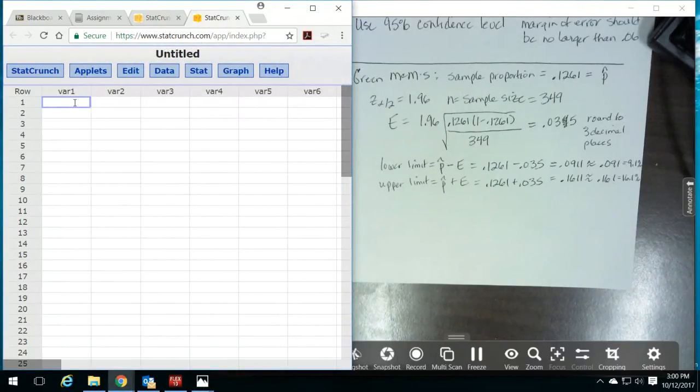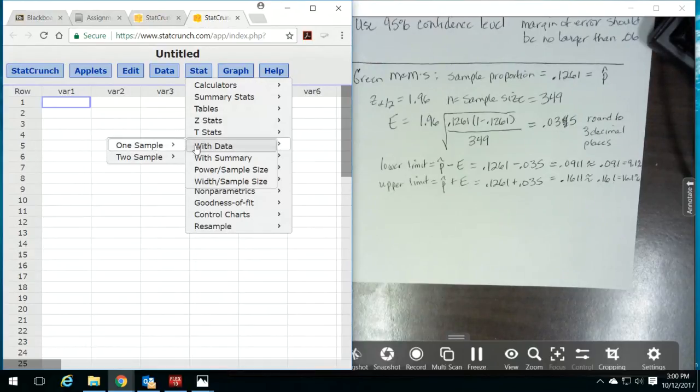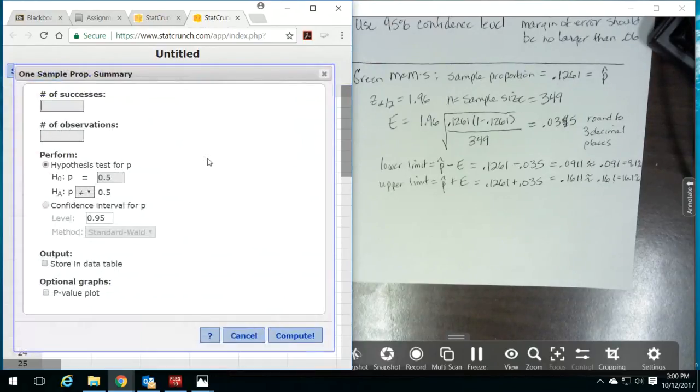Okay, now let's look at how we would do this with Statcrunch. And this is actually not too hard. You just have to go to Stat and do Proportion Stats. We're just looking at one sample, and what we have is a summary because we already have all the numbers. We're not working off of raw data. So I would do one sample with summary.